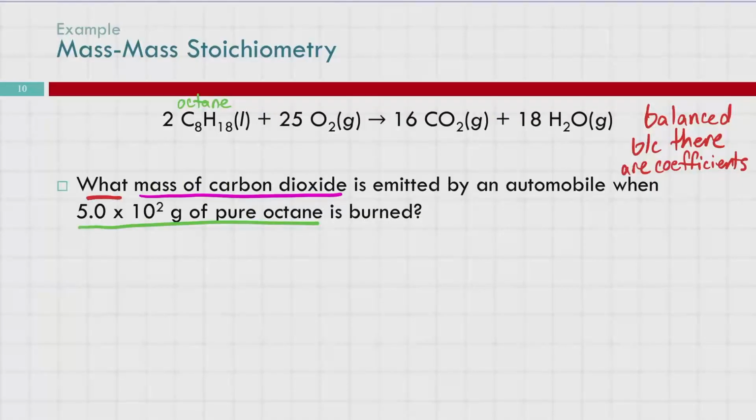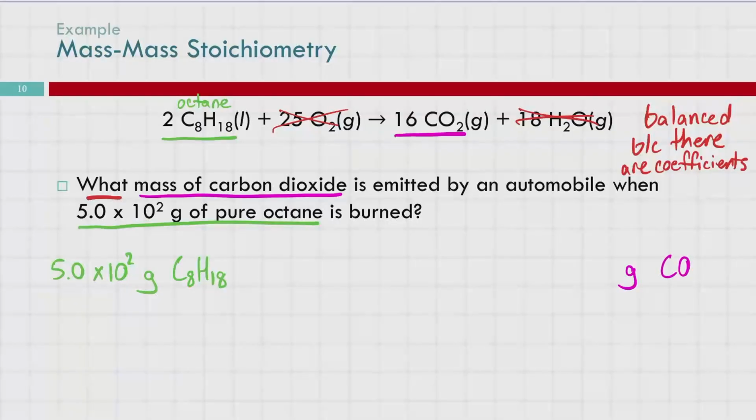I've told us that our octane is this C8H18. Which of the chemicals is our carbon dioxide? CO2 is our carbon dioxide. So the thing we're going to is the CO2. We don't care about anything else in this example. So we're starting with 5.0 times 10 to the 2 grams C8H18 going to grams CO2. Can we do that in one step?